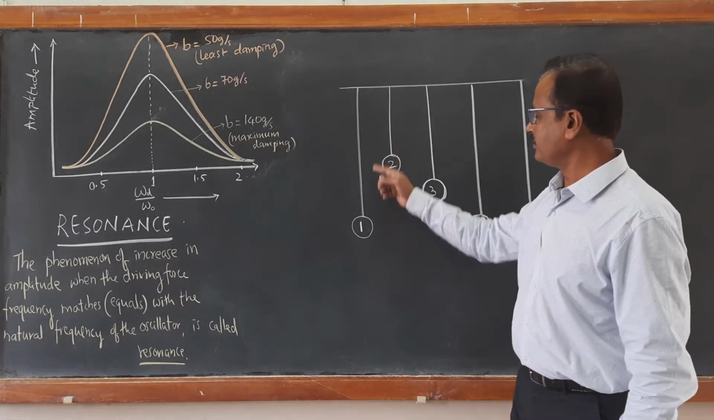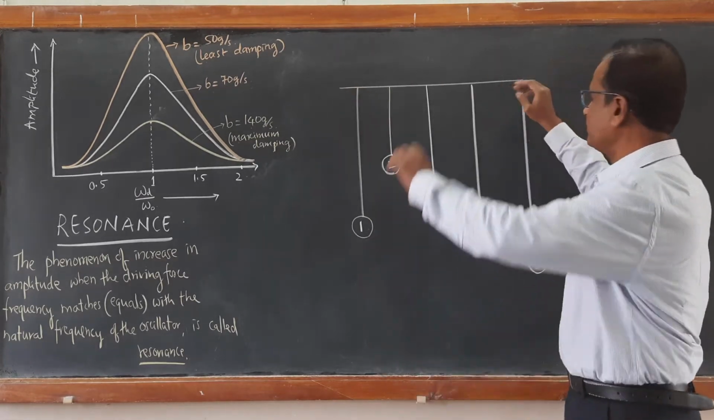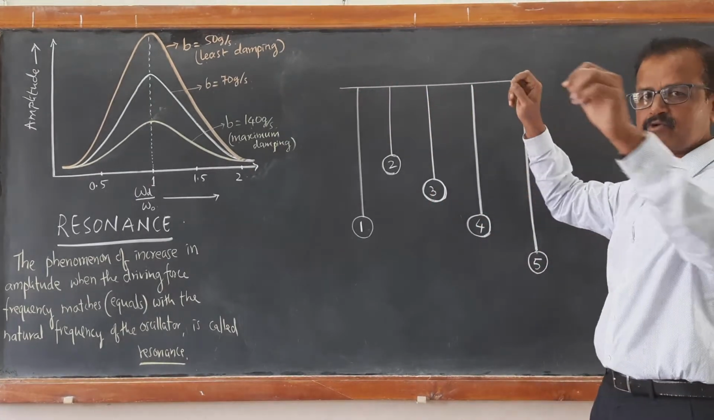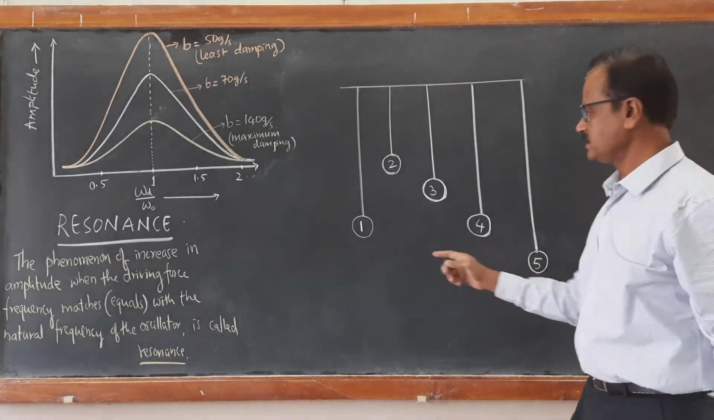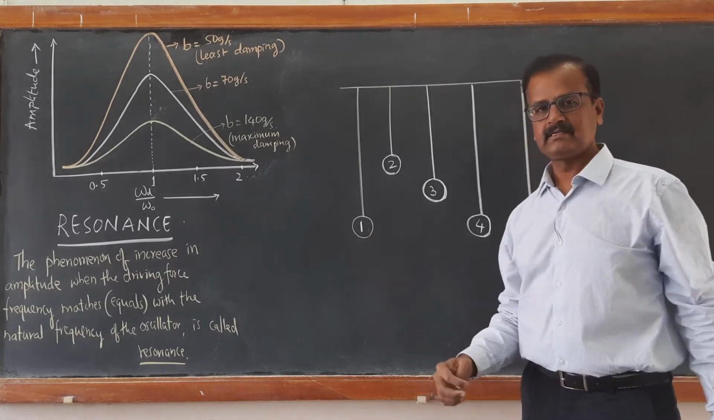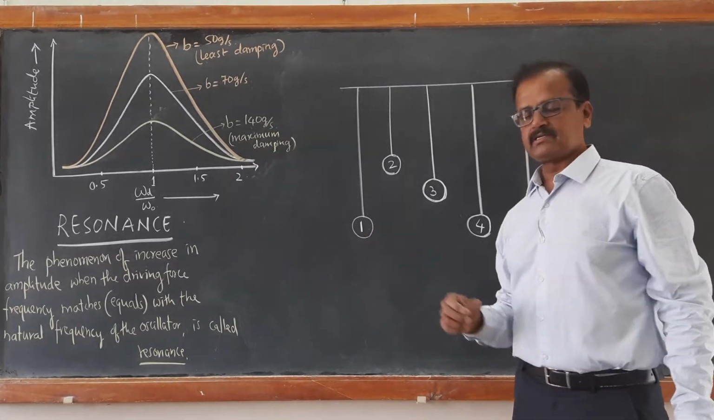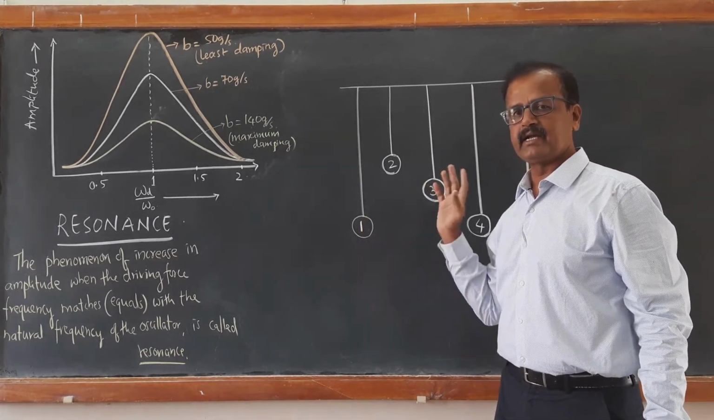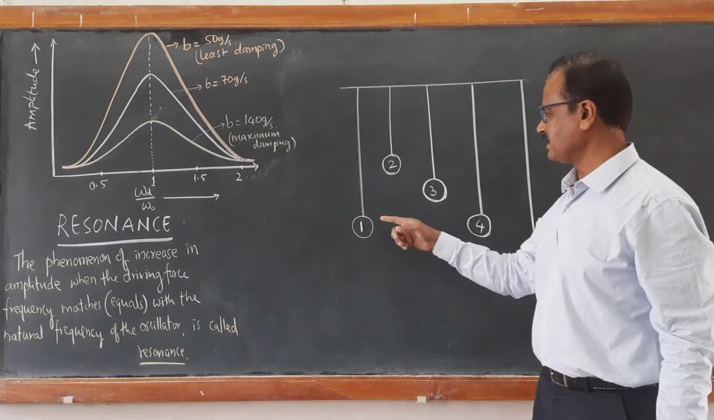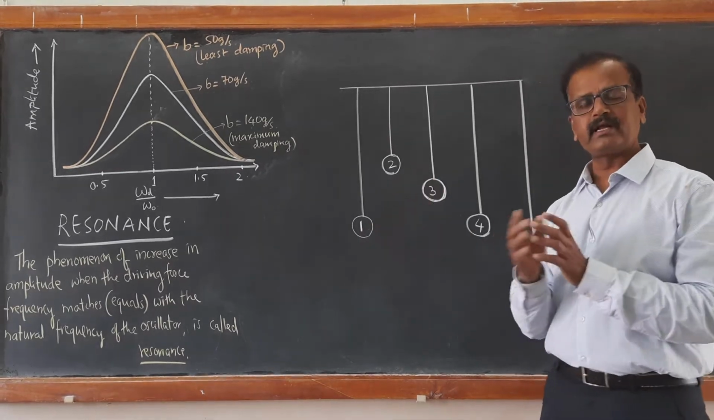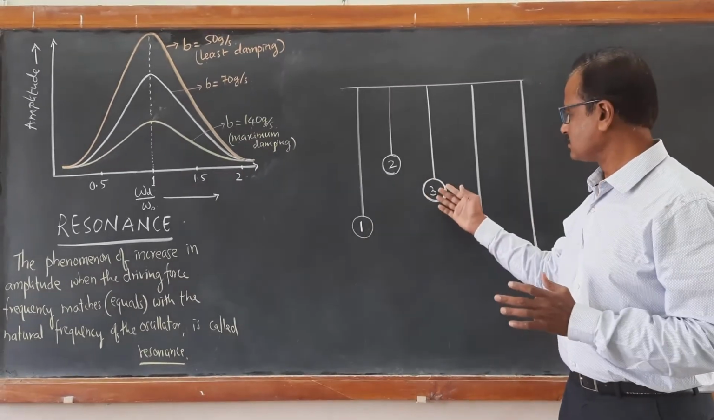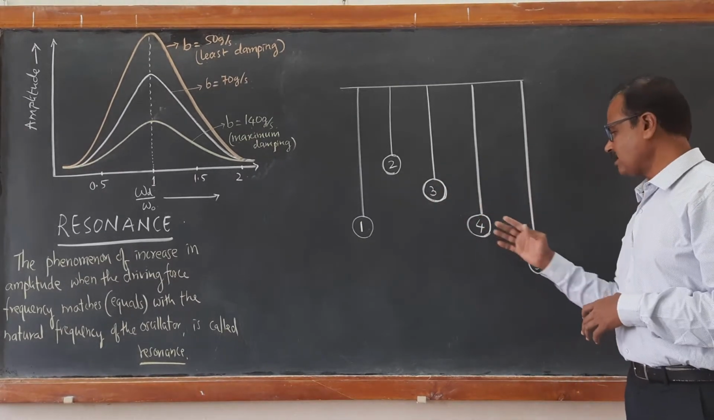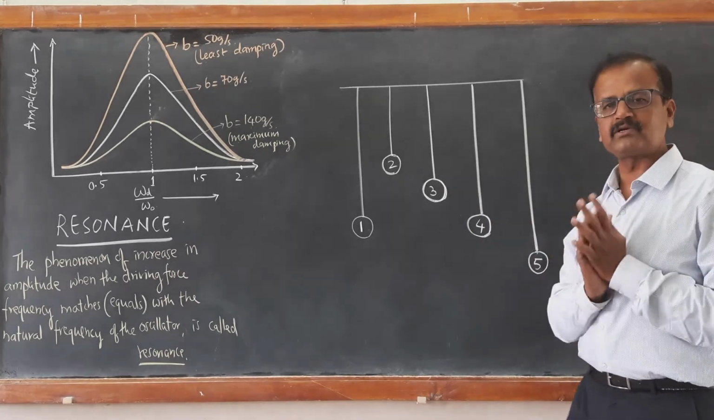Now, these are to be connected between two fixed ends. When we set the first pendulum into oscillation, just slightly disturb it and keep it oscillating. Then you will find that slowly the second one will also start oscillating, the third one will also start oscillating, the fourth one will also start oscillating, and afterwards the last one will also start oscillating.